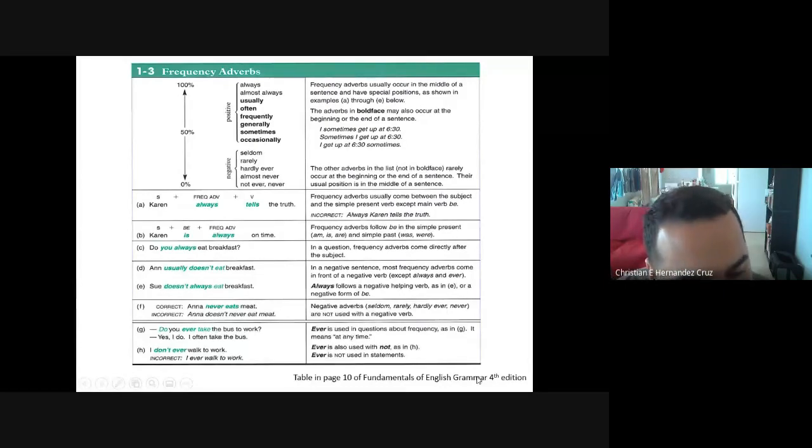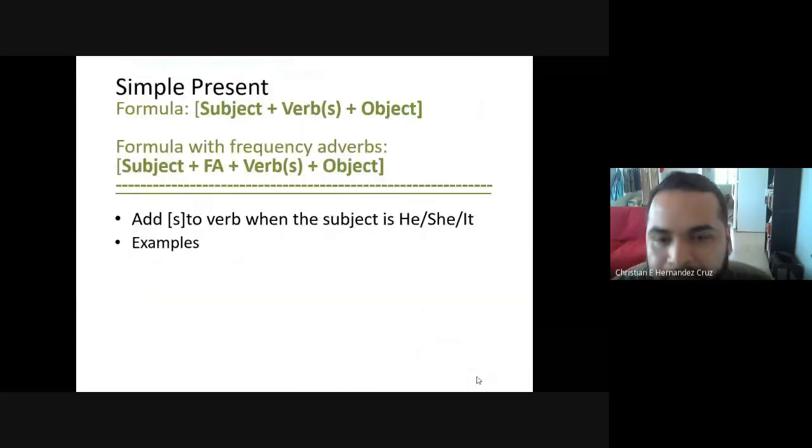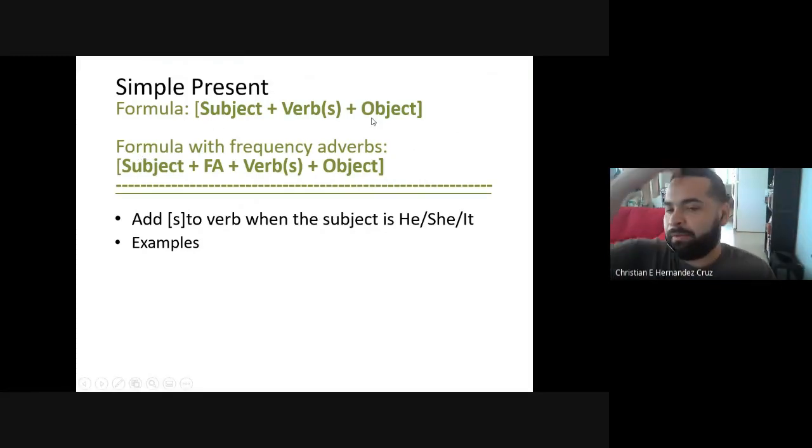Let me see what time it is. I think we still have some time. So really, to make simple present sentences, there is a formula that if you follow this formula, you'll always make a correct simple present sentence. All we need to do is make sure that we have a subject. Recuerden que el subject is whoever we're talking about. We have a verb, of course, the action, and it could use the S or it could not use the S depending on the subject. And of course, the object, which is the person or the thing that receives the action.